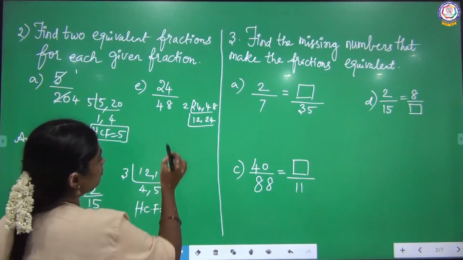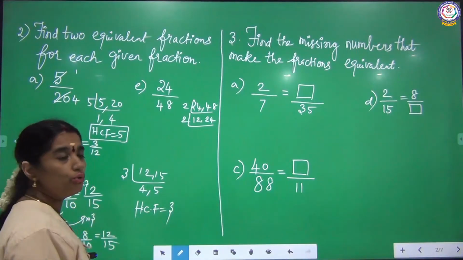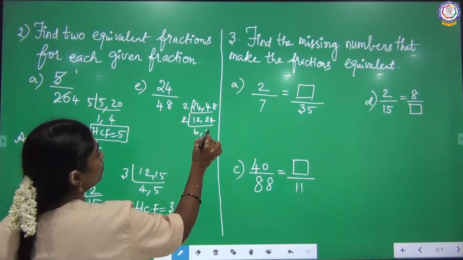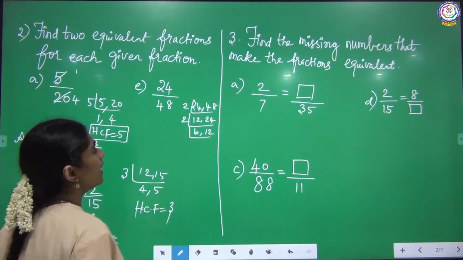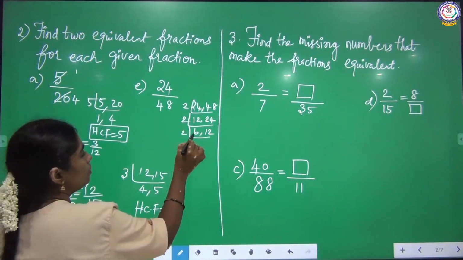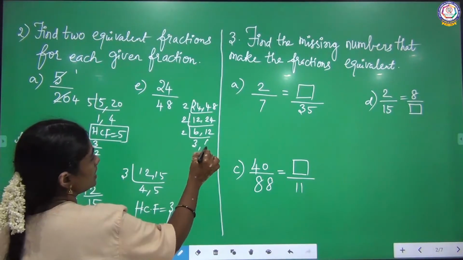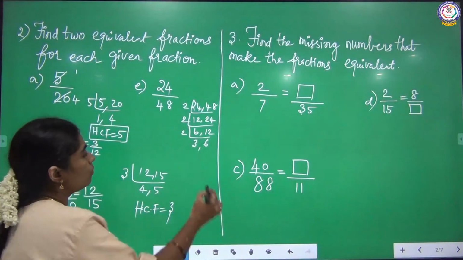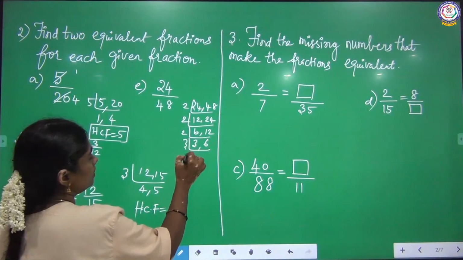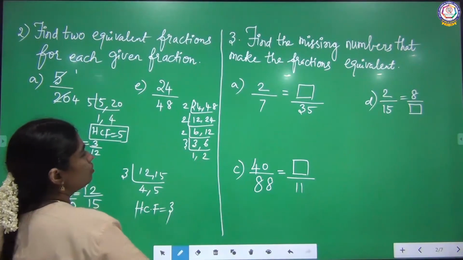Next again go by the 2 table. 2 6s are 12, 2 12s are 24. Again you go by the 2 table. So 2 3s are 6. Next, 2 6s are 12. Again go by the 3 table. So 3 1s are 3, 3 2s are 6.